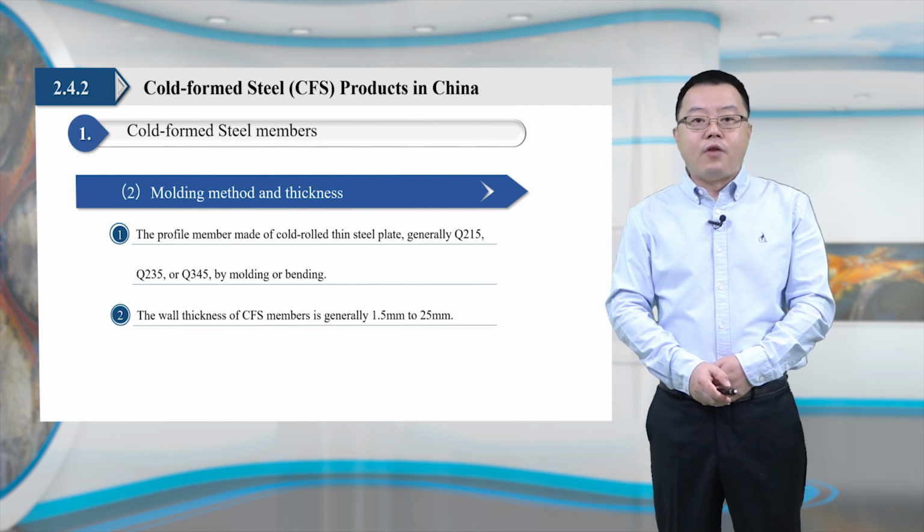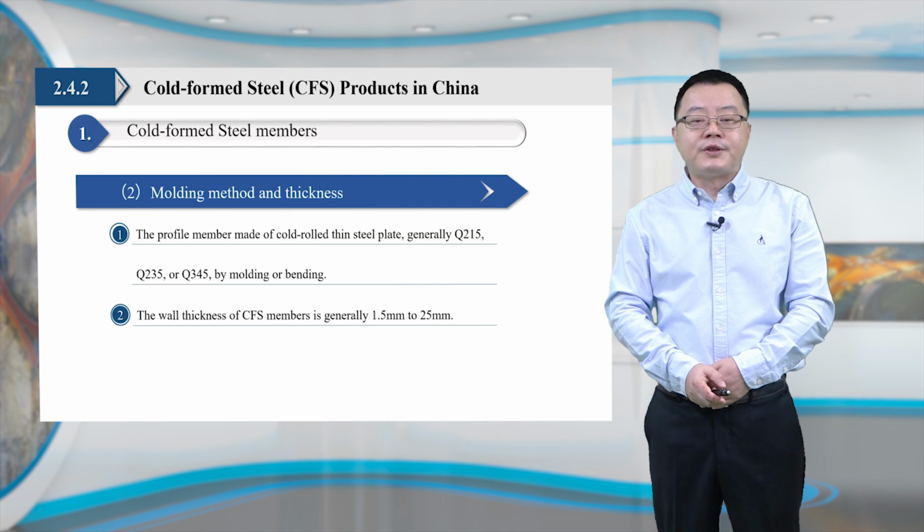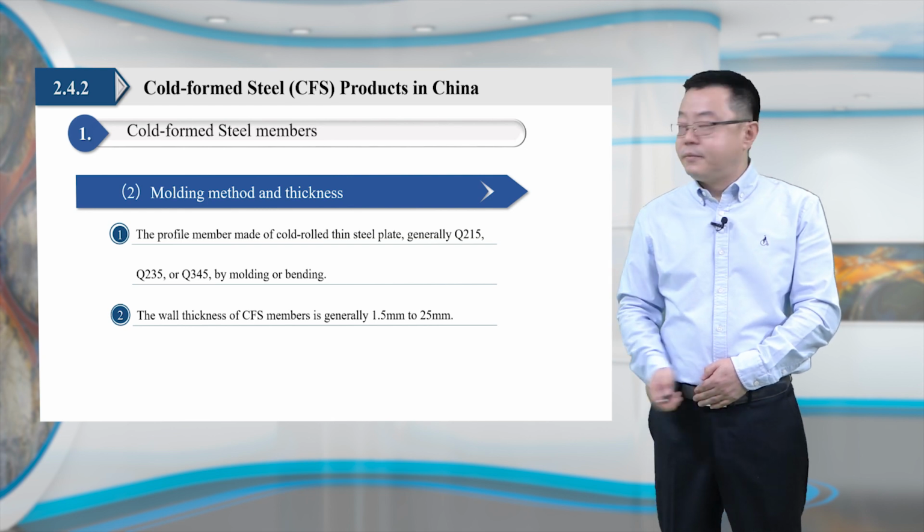CFS members are often made of cold-rolled thin steel plate, generally Q215, Q235, or Q345, by molding or bending. The wall thickness of CFS members is usually 1.5 mm to 25 mm.